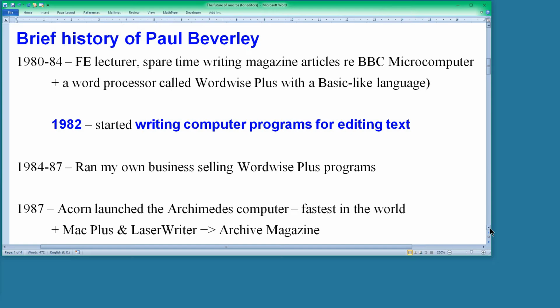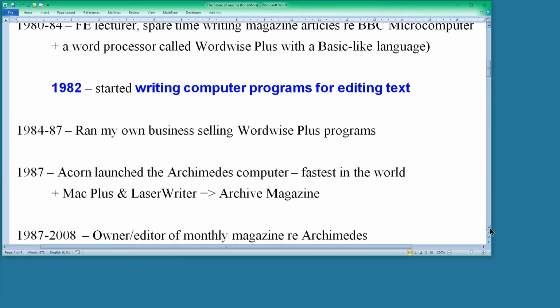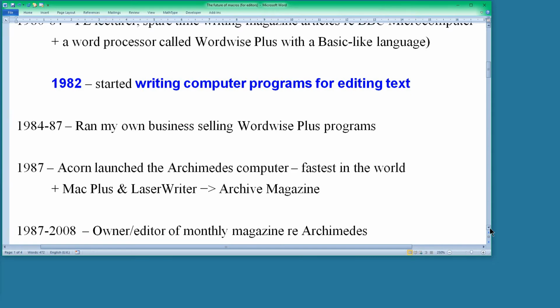Anyway, I used it to start a magazine called Archive, hence the name of my business. So that magazine ran from 1987 to 2008, 20 years in my own control. The magazine's actually still going in someone else's control now. So I was the owner and editor of this magazine about the Archimedes computer.